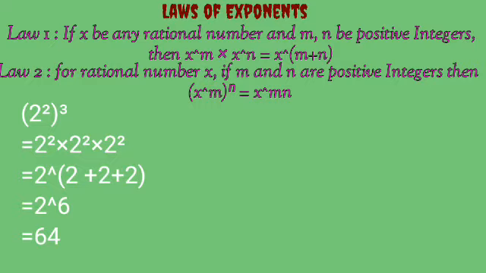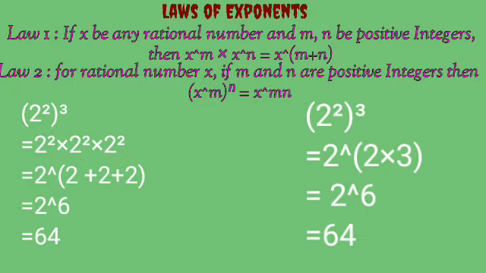Now we can find this one as 2 to the power 2 into 3, that is, directly we can write 2 to the power 6. So what is the conclusion in this law? The conclusion is, to find a power of a number, you have to multiply the exponents and then you have to calculate that.